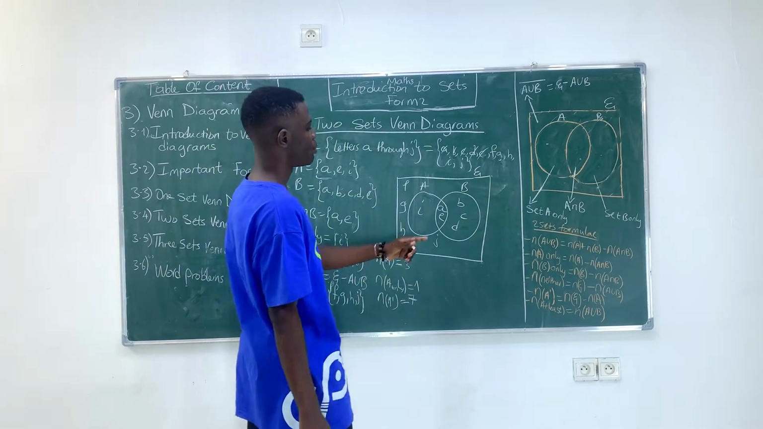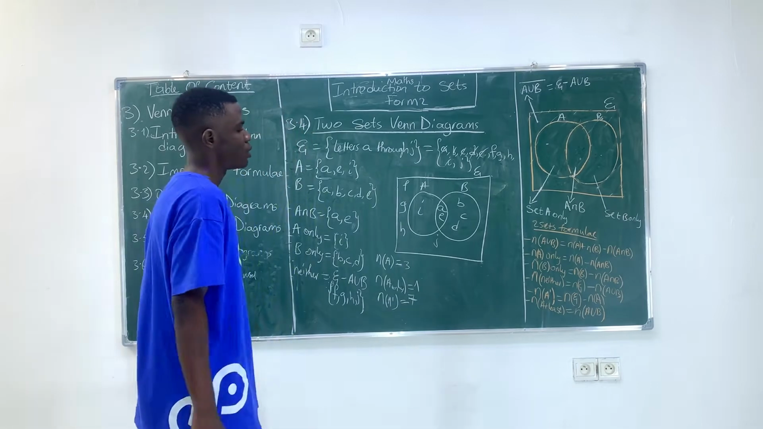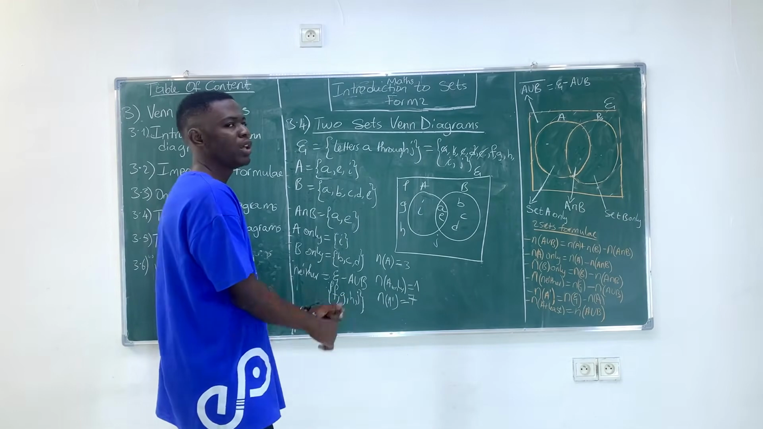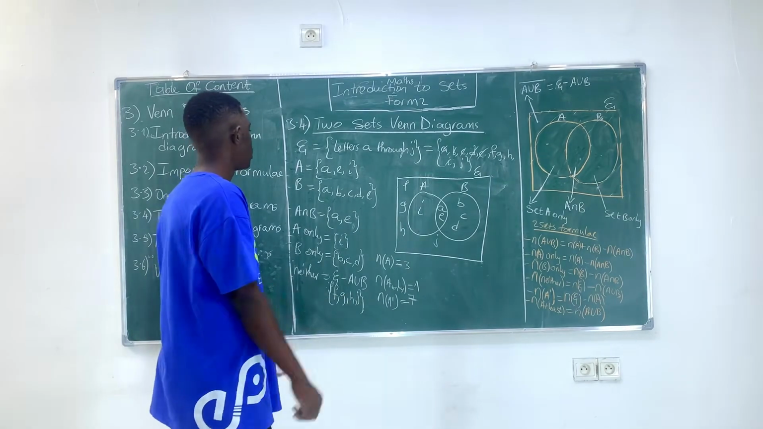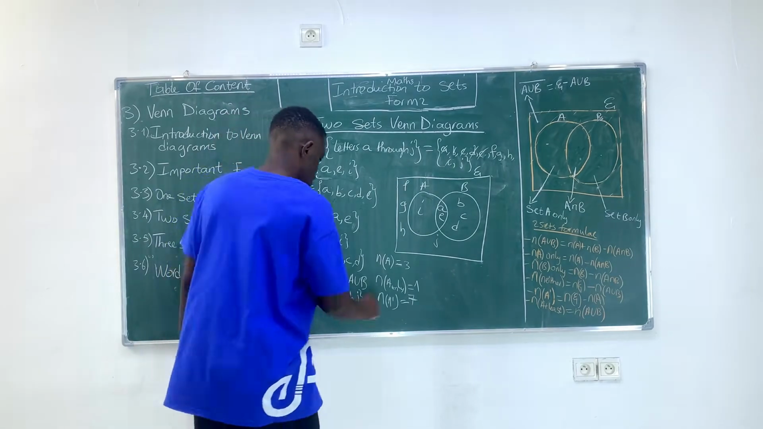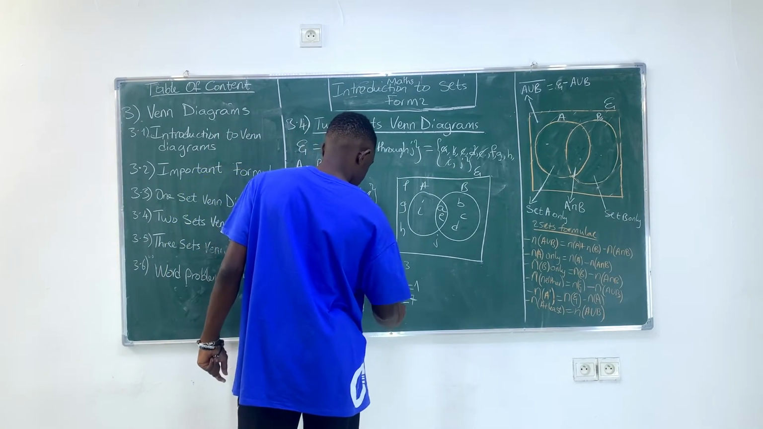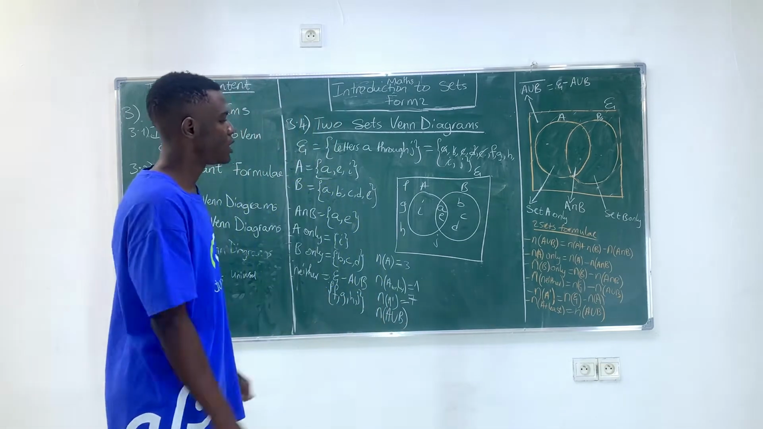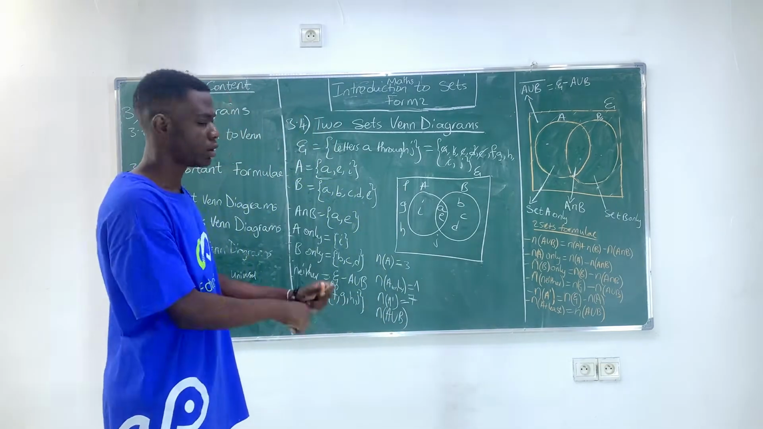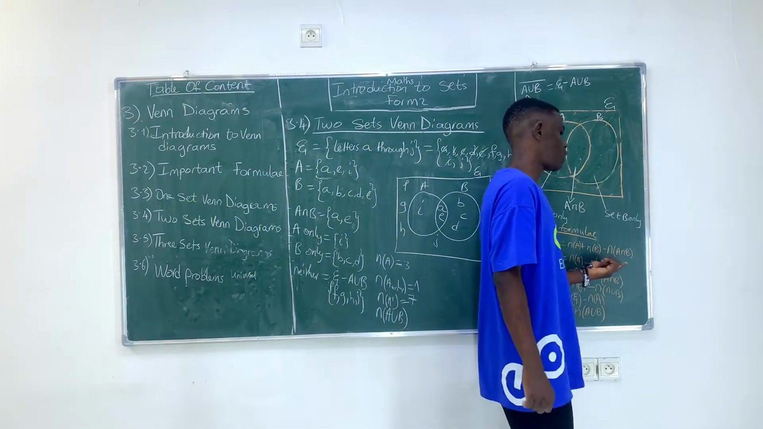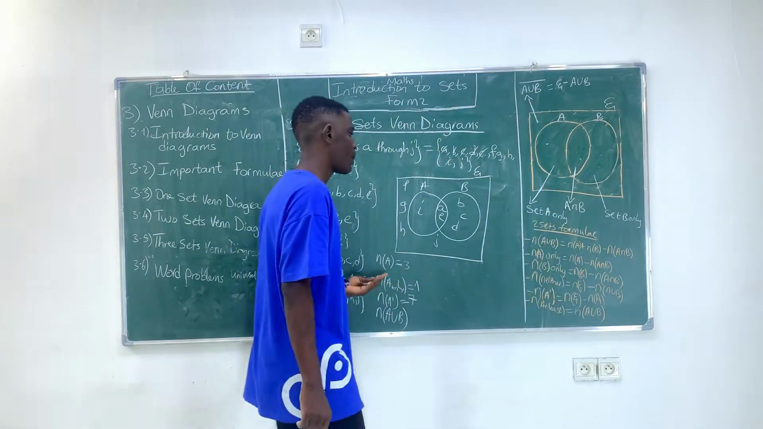They can also ask you n(B prime), where you are going to have 5. They can also ask you A union B. What is the number of elements in A union B? I'm going to use this formula: n(A) plus n(B) minus n(A intersection B). I will just use the formula.